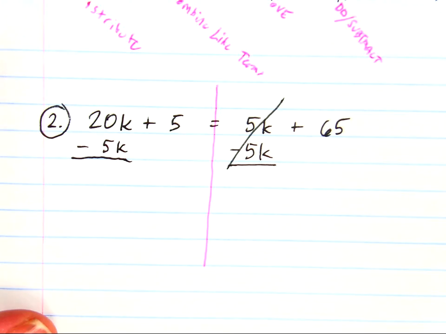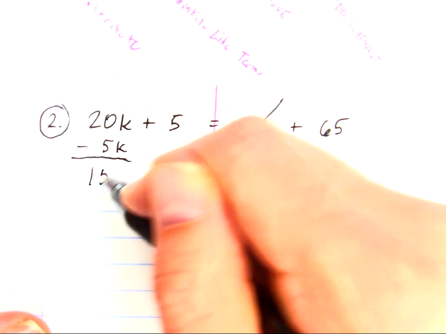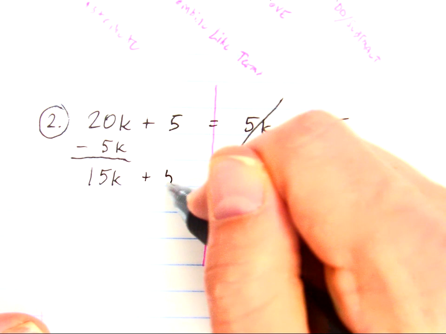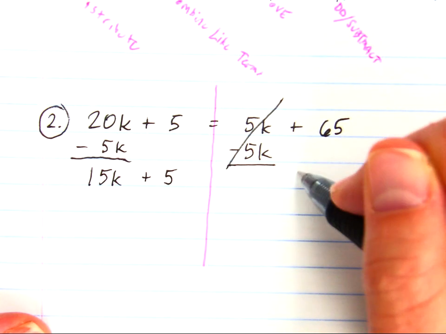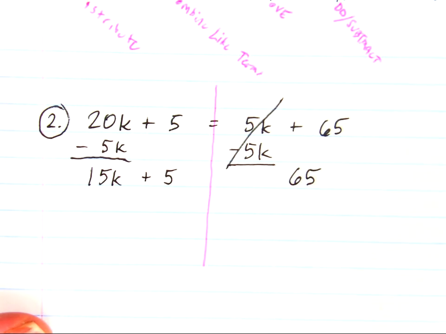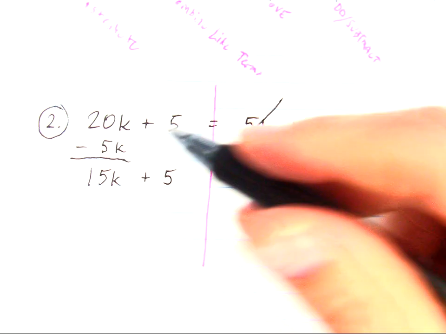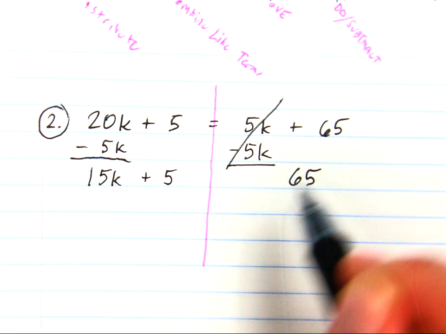It then jumps over here, and I line it up right underneath the like term of 20k. 20k minus 5k is 15k. That's done. Bring down the plus 5 and bring down the 65, which is positive. I'm not going to put a plus sign in front. It's positive. Now, I've moved my variable terms left. I must now move my constant right.